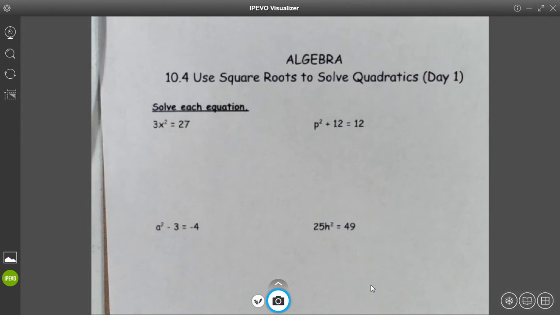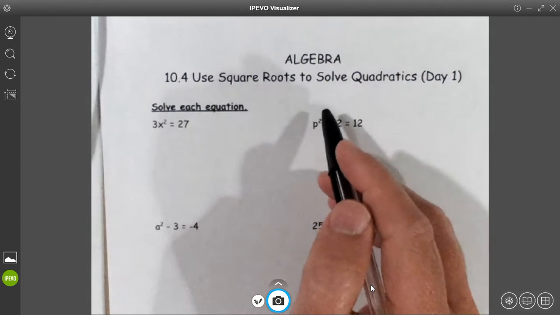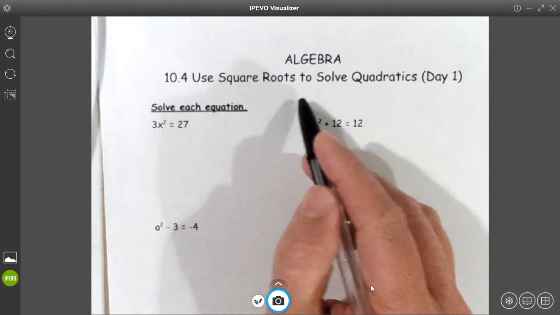Right now we've got a couple different methods. One is by factoring and using the zero product property. We've also looked at how to graph these things and solve them that way. And today we're going to look at how to solve these things by using square roots.